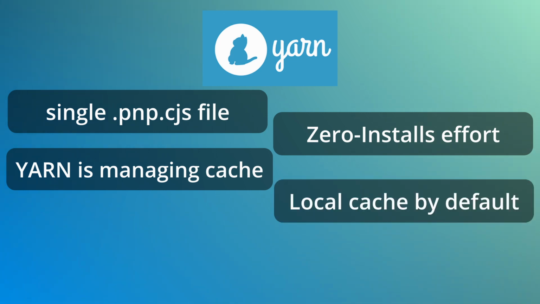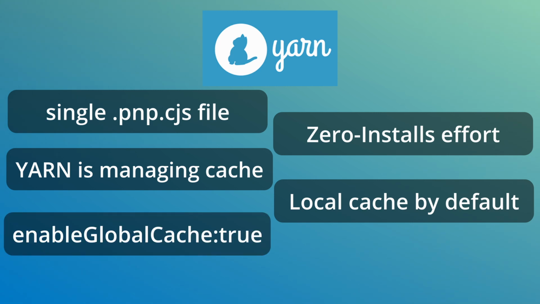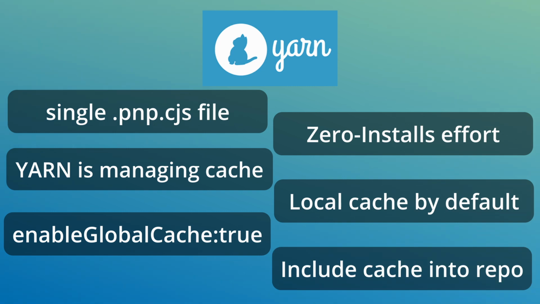By default, it uses a local cache for each repository, so you can include this Yarn cache folder into your repository, and then it should work as a zero-install repository. If you don't want to use a local cache, you can set enableGlobalCache to true in the settings file. Why can you include the cache in your repository? Yarn creates just one file for each dependency, so it significantly reduces the amount of files and their size compared to node_modules.